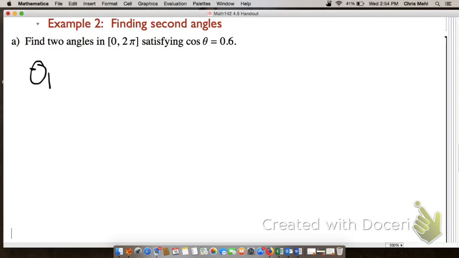theta 1 is equal to arc cosine of 0.6. Oops, I forgot a c in there. Give me a minute.